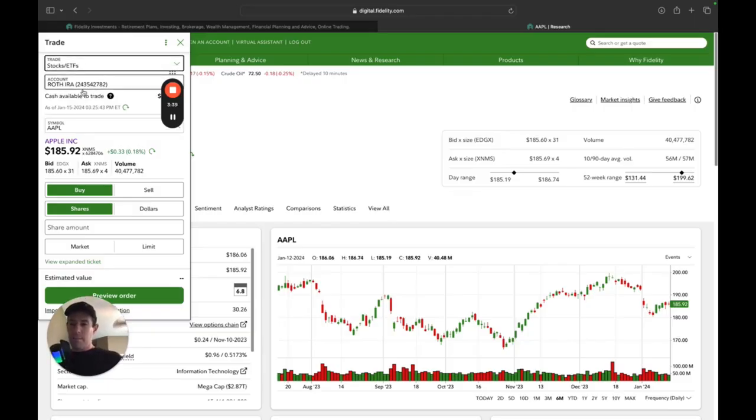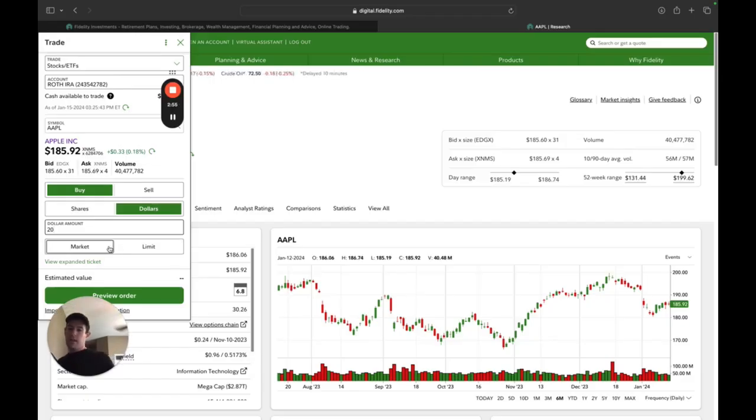So I brought up Google. You can go Roth IRA, your individual account. Right now I'm just going to go to my Roth IRA, and then you search a symbol. This is going to be Apple. I'm not buying Apple right now, but I'm just showing you how to buy. You can sell, you can buy shares, dollars. Shares is basically the amount of investment you want to have in a company. So one share of Apple is 185.92. Or you can buy dollars. Say if you want to just buy $20 worth, you can also do that as well.